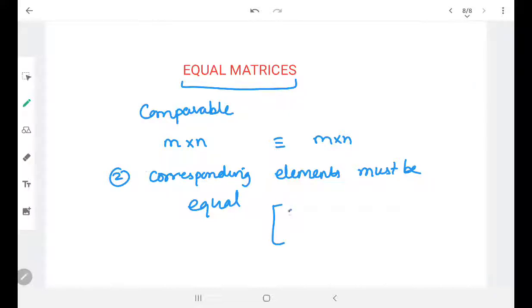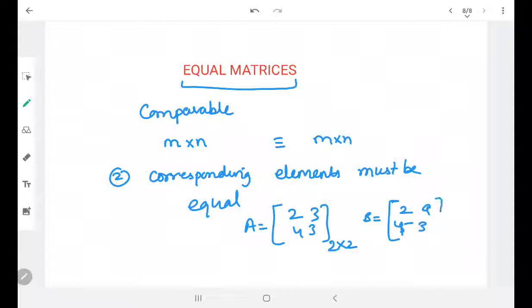For example, I am saying 2 3 4 3. This is a 2 by 2 matrix, the A matrix. The B matrix is 2 a, 5 4 3. This is another matrix of 2 by 2. They say these are equal matrices. So this is 2 by 2, this is 2 by 2. The order is the same. Now they say they are equal matrices, find out a.